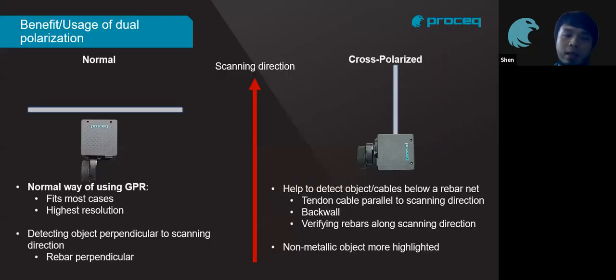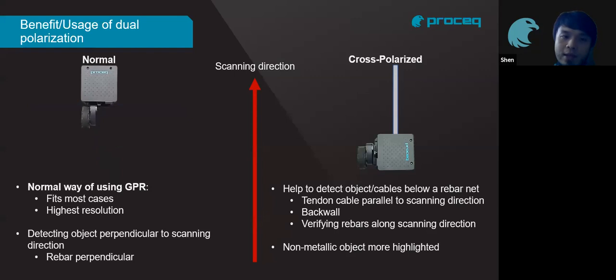A little bit on what is cross polarization. Usually when we are doing a normal GPR scan, the object that we detect is usually perpendicular to the scan direction, like this. So this is the only thing, or maybe most of the things you can detect: objects that are perpendicular to your scan direction. However, when we are doing cross polarization, we tend to be able to detect objects that are parallel or even going along your scan direction, like this.